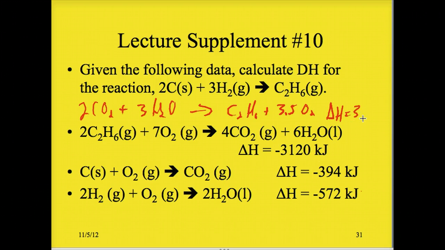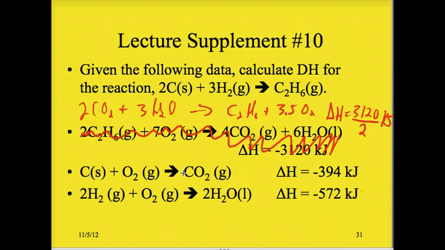a positive. Why positive? Because I flipped it. Okay, remember the amplitude is the same, but the sign changes if you switch directions. So this is a positive, and because I divided them all by 2, I'm going to divide it also by 2. Well, that gets rid of my reaction. I replaced that reaction with something I could use.